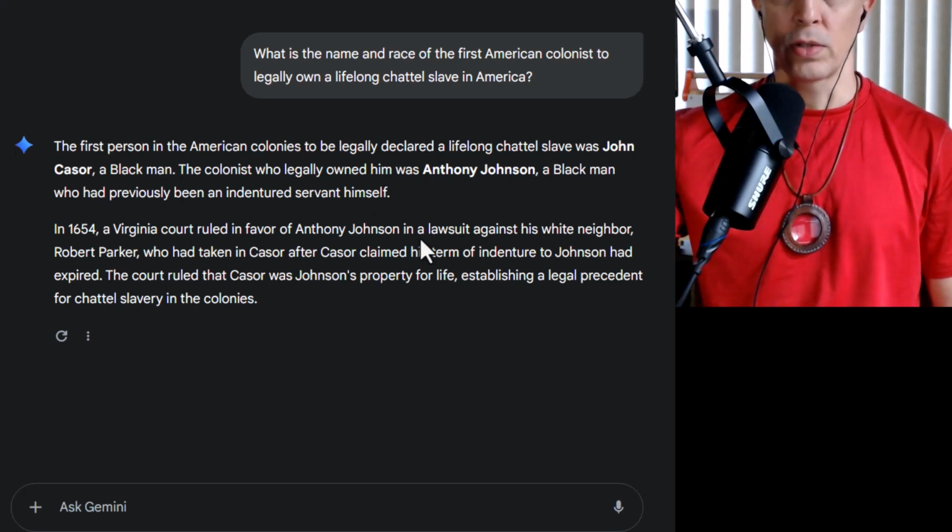And it even says here, Anthony Johnson, in a lawsuit against his white neighbor, Robert Parker, who had taken in John Casor after Casor claimed his term of indenture to Johnson had expired. A white man trying to help the black man. So the white guy was trying to help the black guy who this other black guy was trying to own him lifelong.